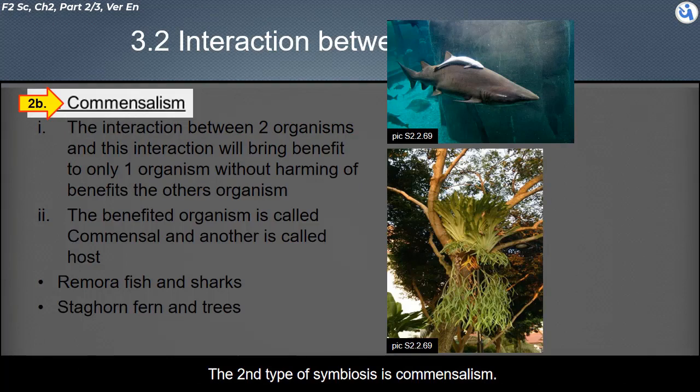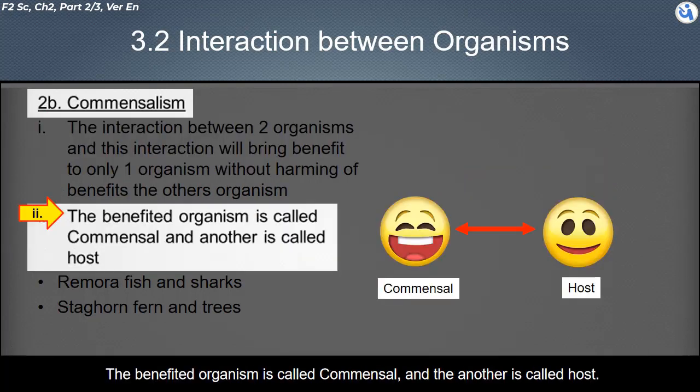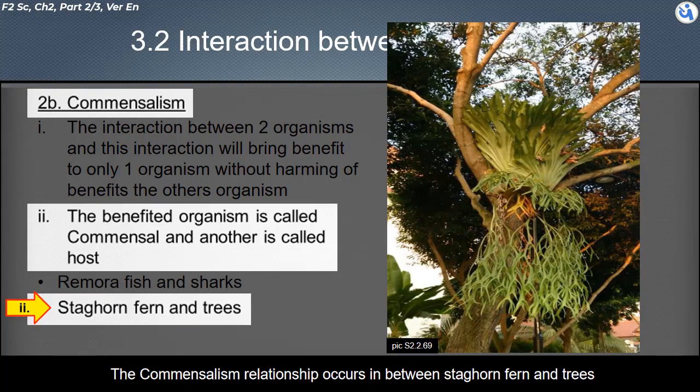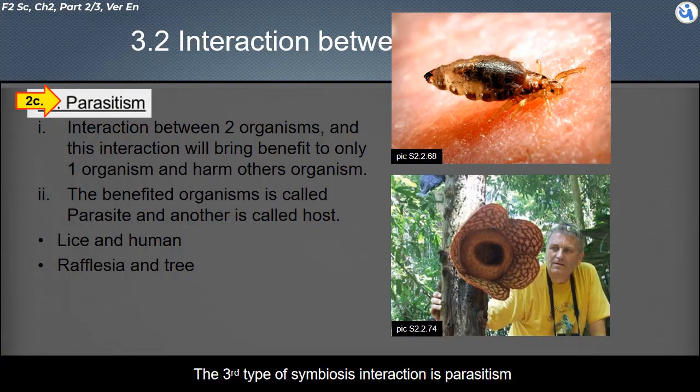The second type of symbiosis is commensalism. Commensalism is the interaction between two organisms, and this brings benefit to only one organism, without harming the other organism. The benefited organism is called commensal, and the other is called host. For example, remora fish and sharks. Remora, also called sucker fish, takes a free ride on the shark to get water flowing through its gills for its respiration. The commensalism relationship also occurs between staghorn fern and trees, where staghorn fern is able to get more sunlight in the higher location.